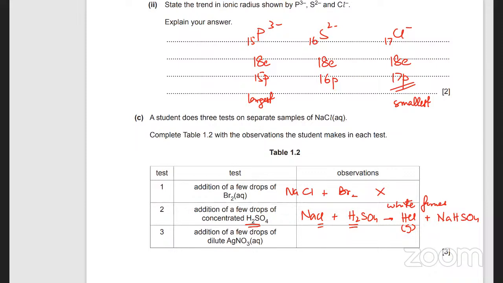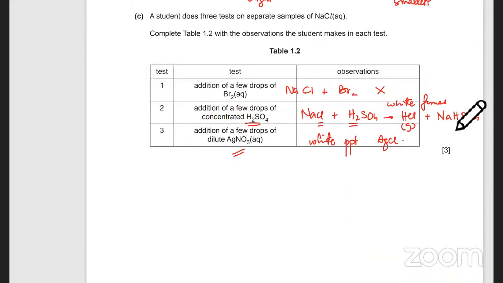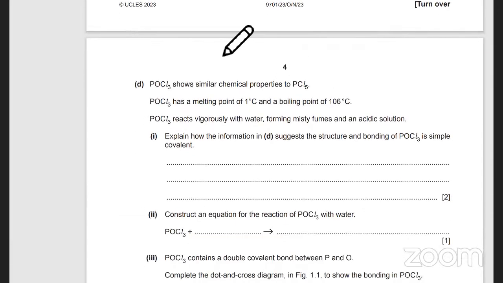Okay, what is the test for Cl minus? If you add silver nitrate, a few drops, it's going to give you a white precipitate of AgCl. You just have to write white precipitate. I mean, you don't have to write the equations over here.